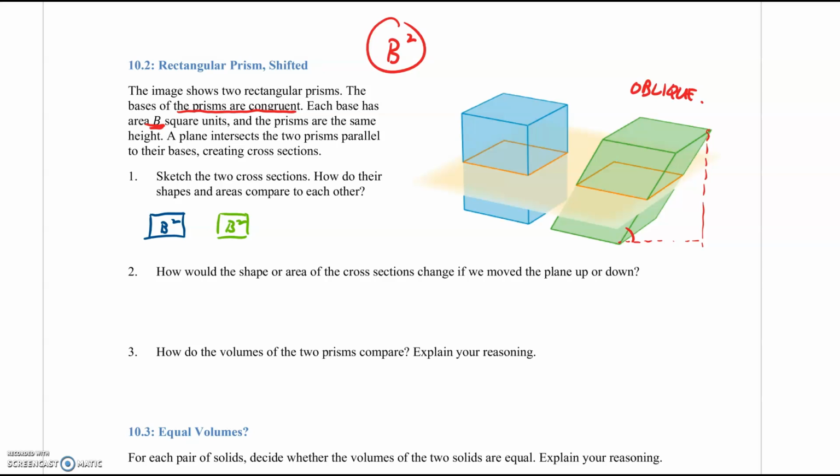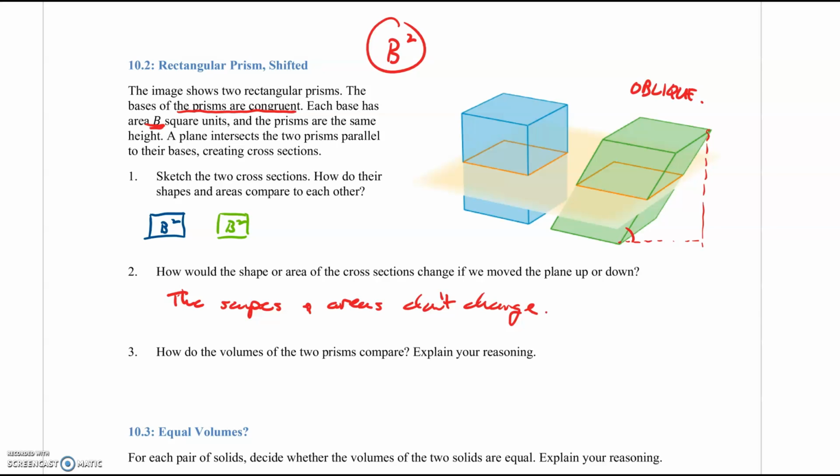Question number 2 says, how would the shape or area of the cross sections change if we move the plane up or down? Well, we just saw the shapes and areas don't change. They remain congruent. Number 3, how do the volumes of the two prisms compare? And then we're going to explain our reasoning.